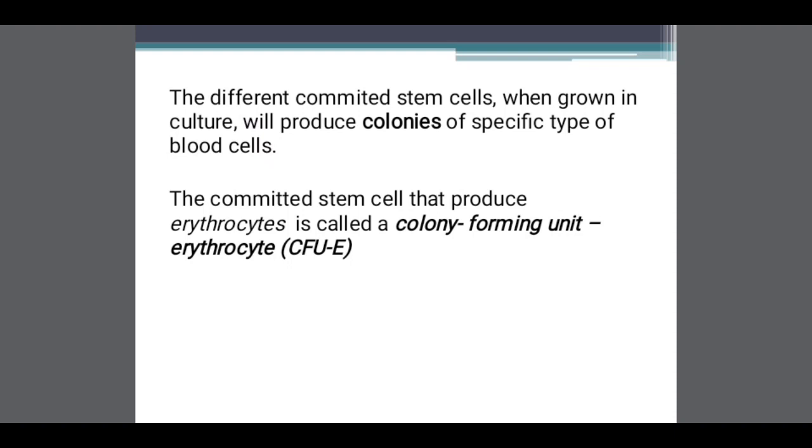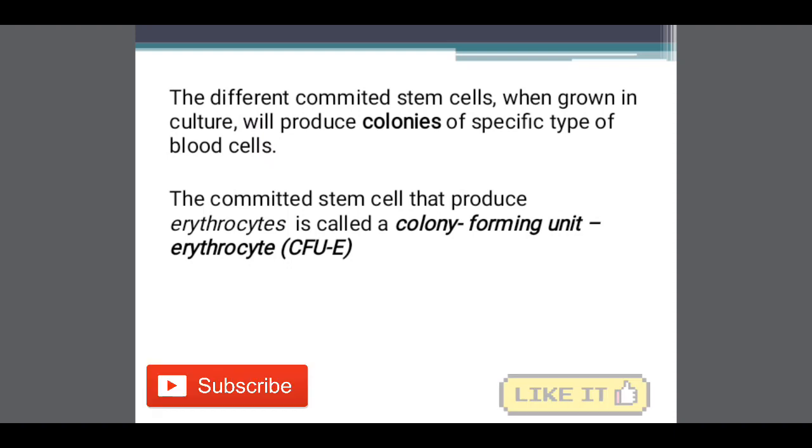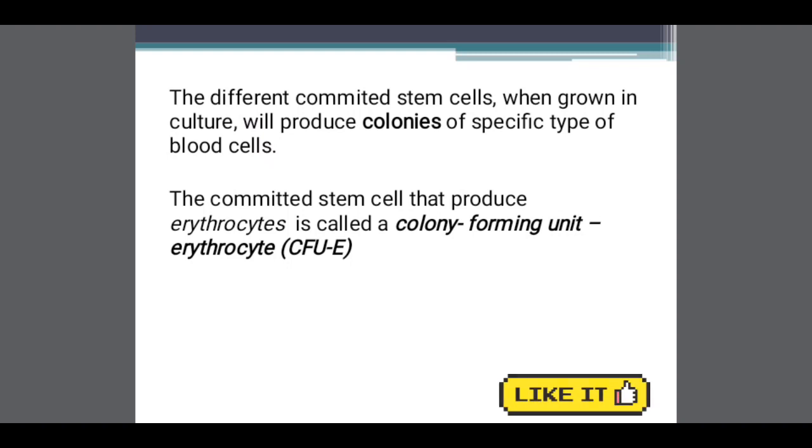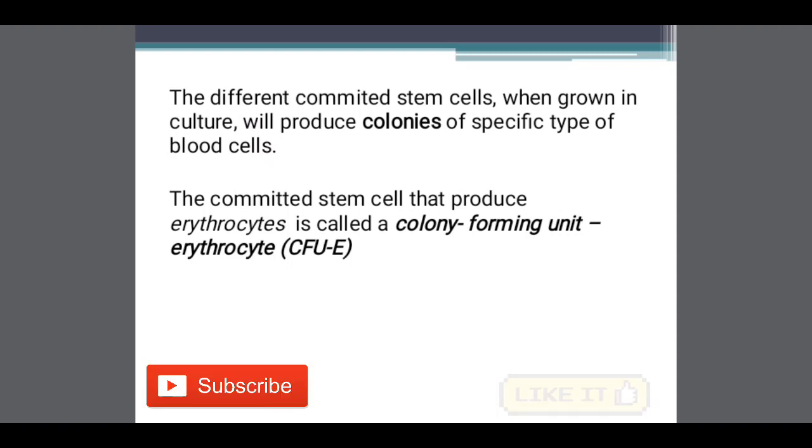Now, the one that is peculiar to erythrocytes, which are red blood cells: the committed stem cell that produces erythrocytes is called colony forming unit erythrocyte. We also have colony forming unit megakaryocyte, and colony forming unit granulocyte, monocyte. Those are for other cells. But the one for red blood cells is colony forming unit erythrocyte. So in the next video, we're going to delve into erythropoiesis proper. We're going to look at the stages, from pro-erythroblasts and all that, and discuss deeply into erythropoiesis.